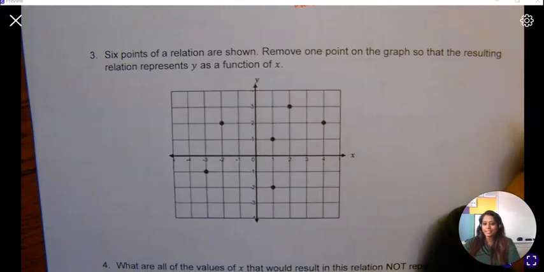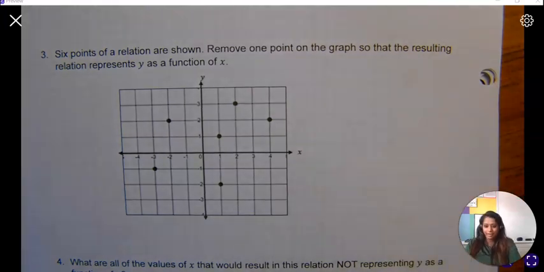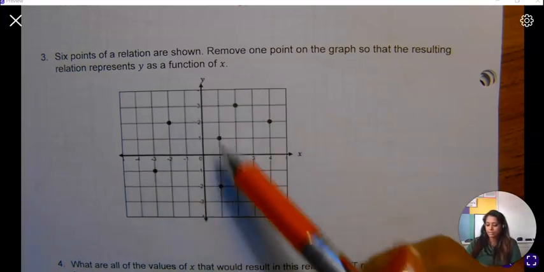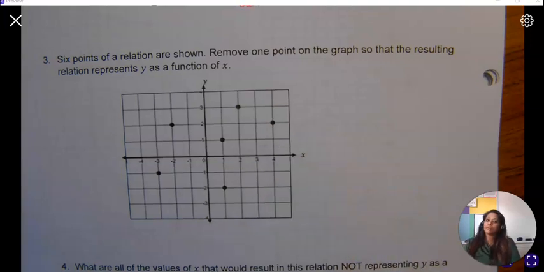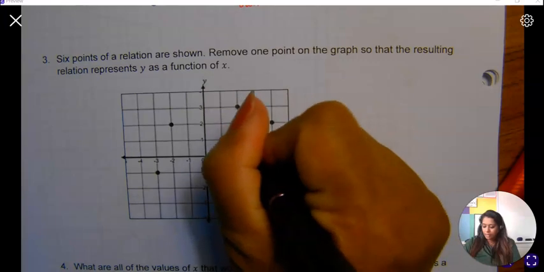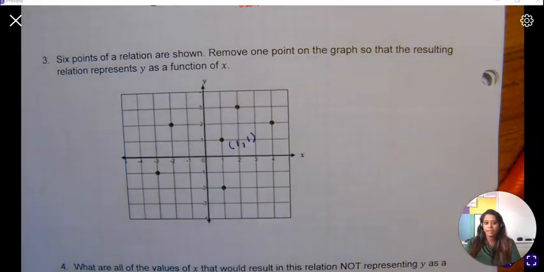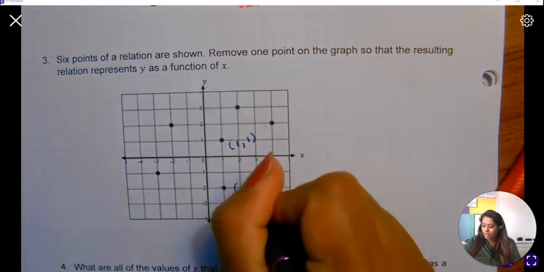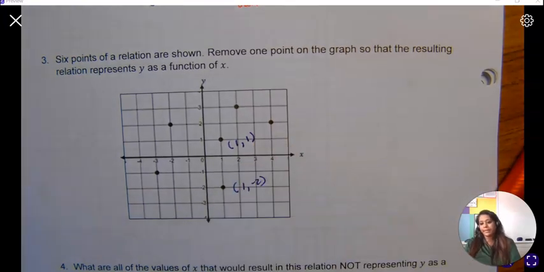Alright, so this is a question that I like. It's just tricky the way they're asking it, so let's go ahead and read it. It says 6 points of a relation are shown. So 6 points, 1, 2, 3, 4, 5, 6 are shown. Remove 1 point on the graph so that the resulting relation represents y as a function of x. So for right now, it's not a function because you can see that this point right here, 1, 1, and this point right here, 1, negative 2, are messing it up. So what they're asking you is to remove one of them and then it'll become a function.